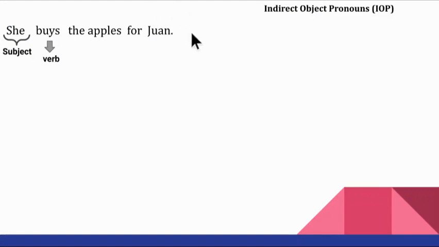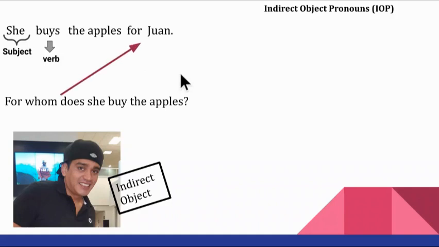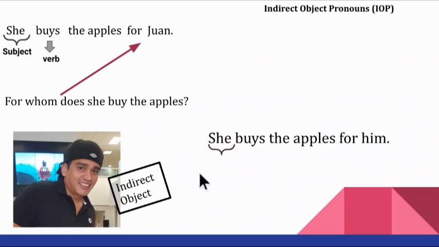Let's look at this example. She buys the apples for Juan. I have a subject, I have a verb, and now I need to ask the question, for whom does she buy the apples? Clase, ¿cuál es la respuesta? For Juan, correcto. So Juan is in this case my indirect object. So what I'm going to do is look for an indirect object pronoun that replaces the name Juan. Because remember, we use pronouns in order to avoid repetition.